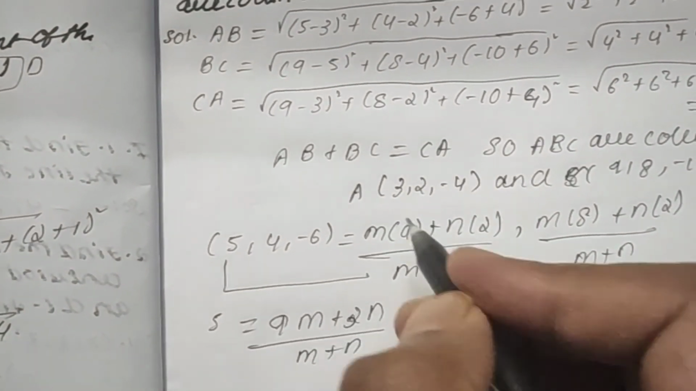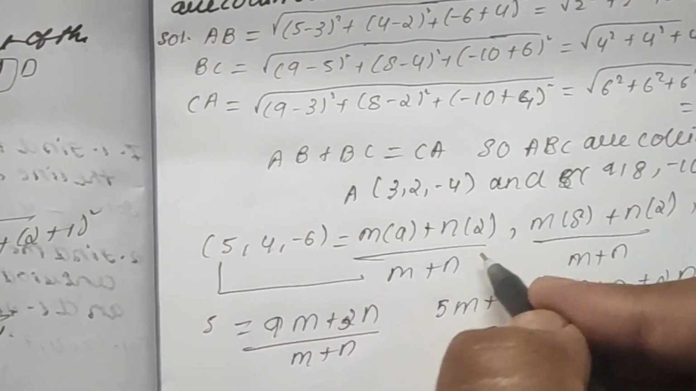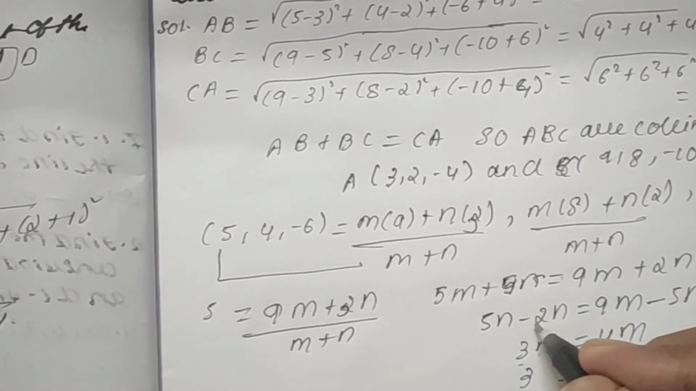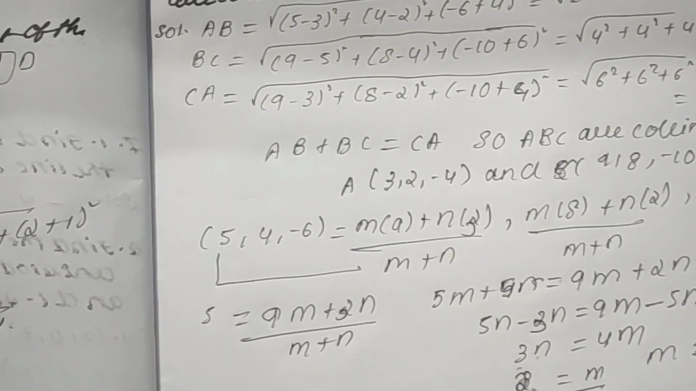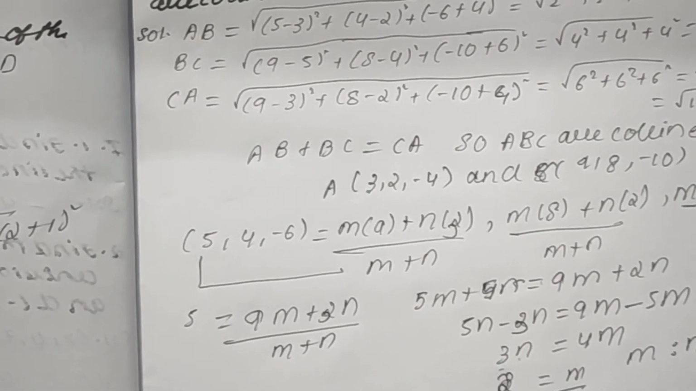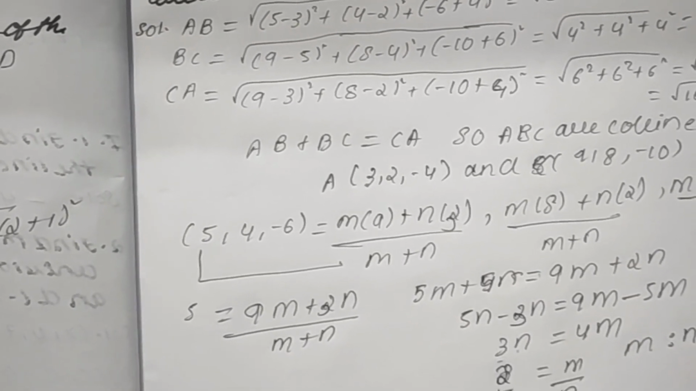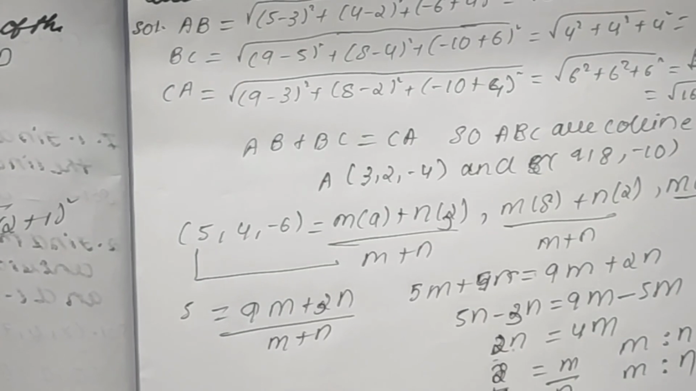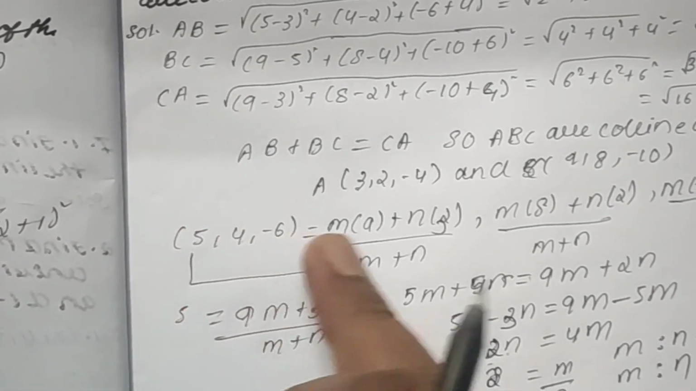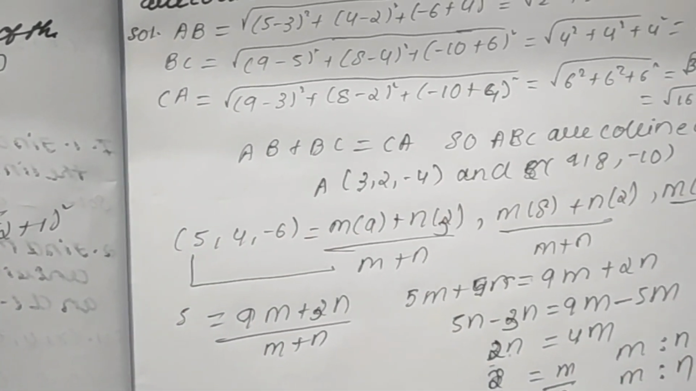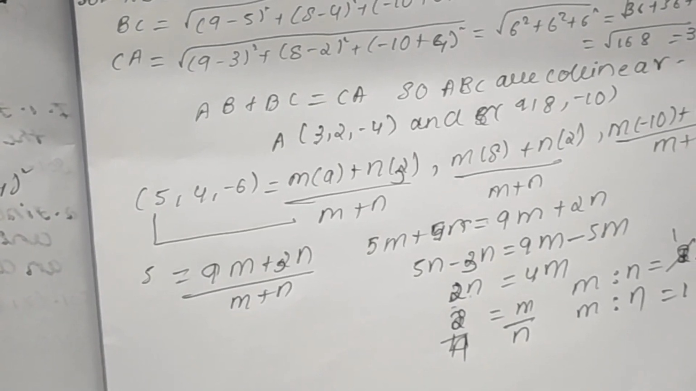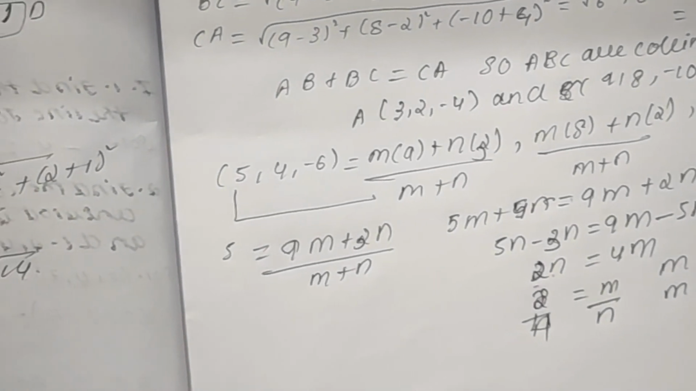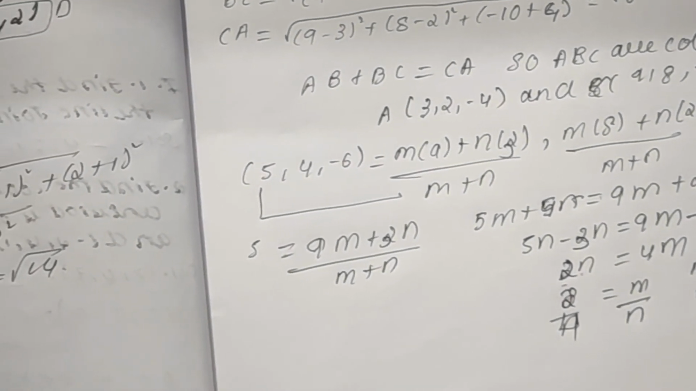So the ratio in which this is 3m, as here you are having 3. So this is 3, so 2m. So 2 is to 4, 1 is to 2. So the ratio is 1 is to 2. Substitute in this value in order to verify whether it is correct or wrong.